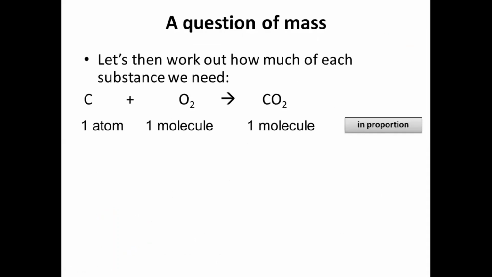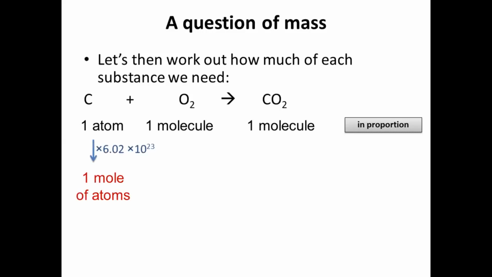So how can that help us? Okay, so let's work out how much of each substance we need if we had this particular reaction going on. You can see the equation, when it's balanced, tells us that 1 atom of carbon reacts with 1 molecule of oxygen, and gives us 1 molecule of carbon dioxide. So you can see that it's in proportion. You've got a certain proportion. In this case, it's 1 to 1 to 1. In a different equation, it could be 1 to 2 to 3, and so on.